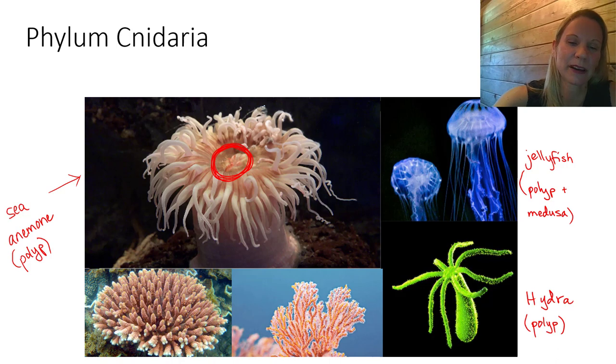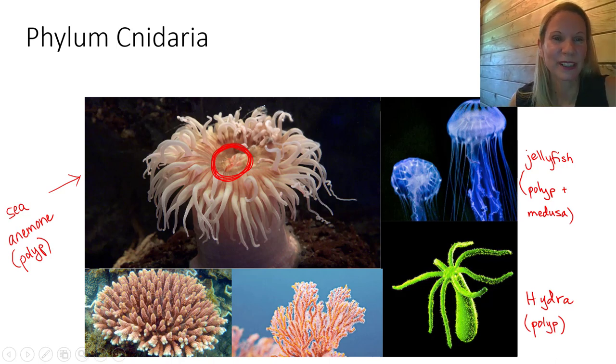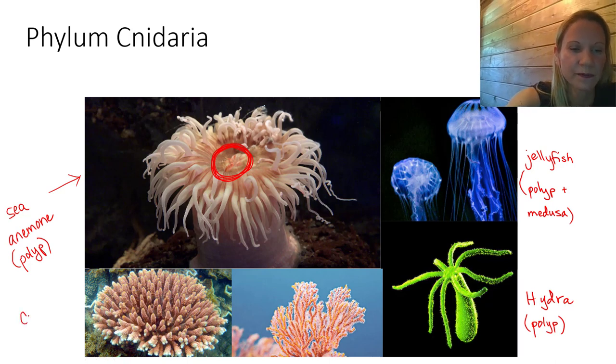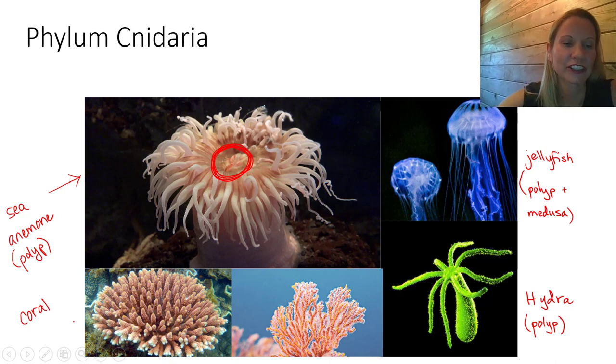How about these animals on the bottom? A lot of people don't realize these are animals. And they are. They're cnidarians. They're coral. So coral is actually an example of what we call a symbiotic relationship in nature, because there is an algae that lives in the tissues of the animal. The animal also secretes the skeleton of the coral, but there is a cnidarian in there that is a polyp.